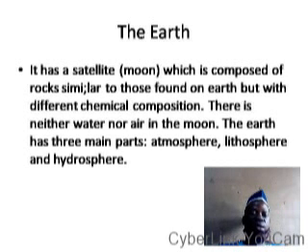Next, let's now look at the Earth as a body. The Earth has a satellite which is called Moon. The Moon is also made up of rocks, just like the Earth. And the rocks that are found in the Moon are similar to the rocks that are found on Earth, but their chemical compositions are different. There's no water, there's no air in the Moon.